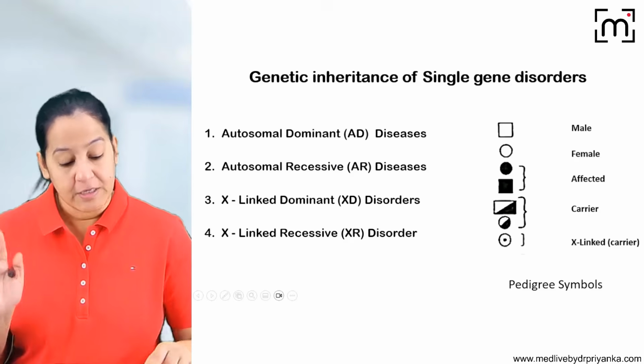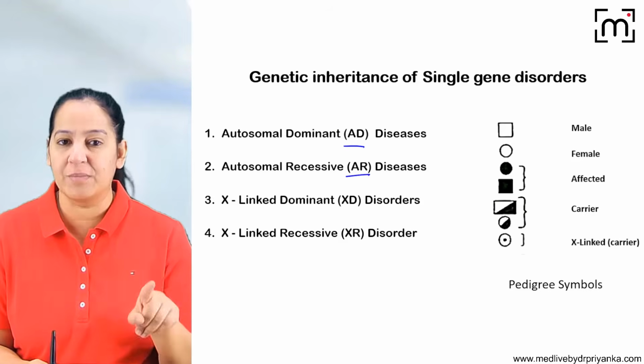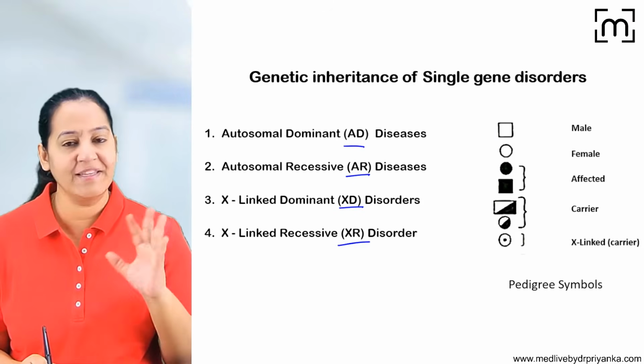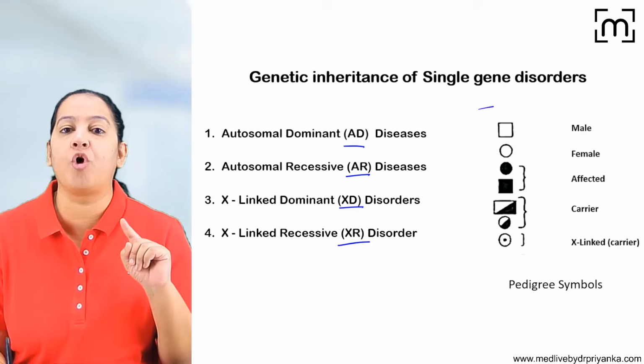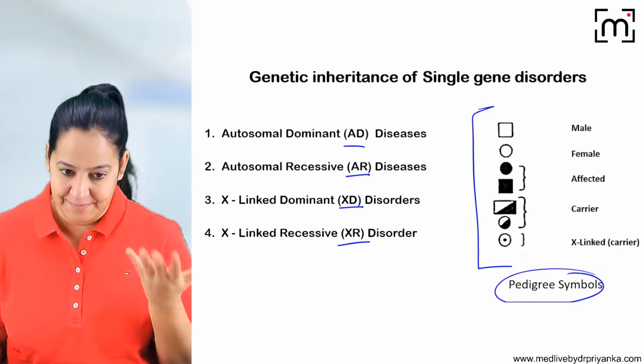I hope you understood. Now let's start the 4 types of genetic inheritance. So autosomal dominant, autosomal recessive, X-linked dominant, X-linked recessive. Before that, to understand the pedigree analysis of each of them, you must know the normal pedigree signs. I hope you know that. If you don't know the normal pedigree symbols, let me help you with that.